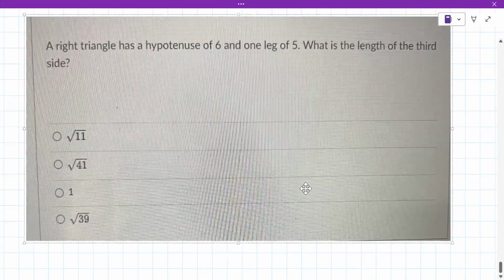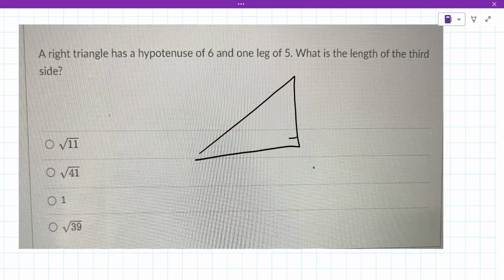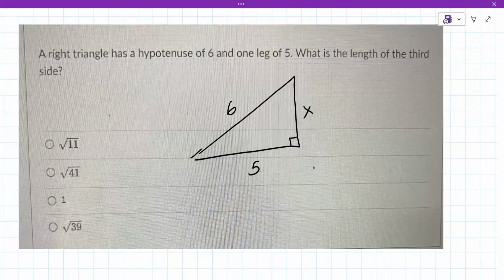All right, a right triangle has a hypotenuse of 6 and one leg of 5. What is the length of the third side? So always good to draw a triangle, your favorite right triangle here. It's got a hypotenuse of 6, and that's 5. How do we find it? It's a squared plus b squared equals c squared again.